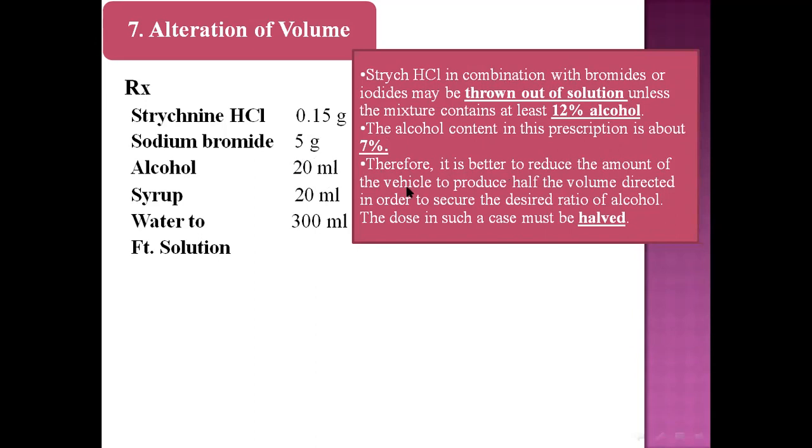Therefore, it's better to reduce the amount of the vehicle by half. So it will be 20 over 150 milliliters, and the dose should be halved. What do you mean by the dose should be halved? If the patient was prescribed, for example, 10 milliliters, he should be taking 5 milliliters. And if he was prescribed 30 milliliters, he should be taking 15 milliliters. So this is the alteration of volume. Strychnine HCl is actually a water-soluble salt. However, in the presence of sodium bromide, some sort of salting out takes place, and it requires 12% of alcohol to be present.